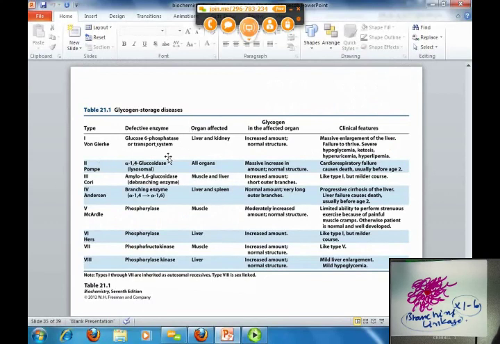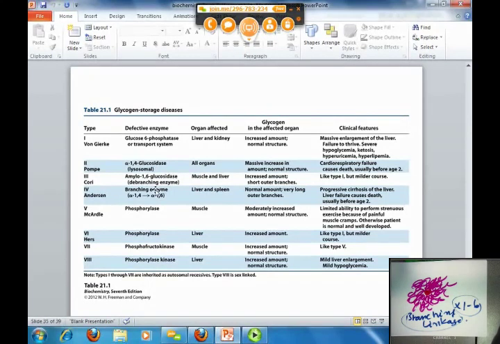Von Gierke disease: glucose 6-phosphatase or its transport system is a defective enzyme in liver and kidney, with increased amount of glycogen in the affected organ. Clinical features: massive enlargement of liver, failure to thrive, severe hypoglycemia, ketosis, hyperuricemia, and hyperlipemia. All of them are Von Gierke disease. Pompe disease is a lysosomal storage disease, where the alpha-1,4-glucosidase enzyme is defective. In all organs you have a massively increased amount of normal glycogen structure, and cardiorespiratory failure causes death, usually before the age of 2. Pompe disease is lethal.